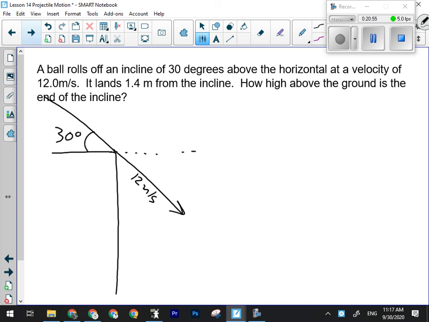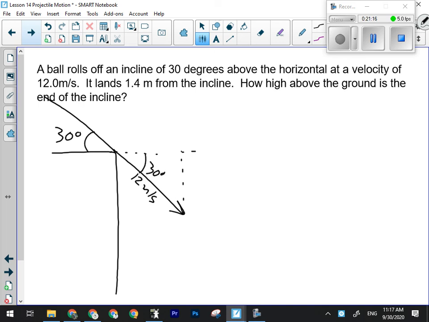So this one's not projected upwards, it's projected slightly downwards. Does that really change anything? It doesn't really change anything. It's just our VI isn't going to be positive now, it's going to be negative. This whole thing still works the same as it did before.